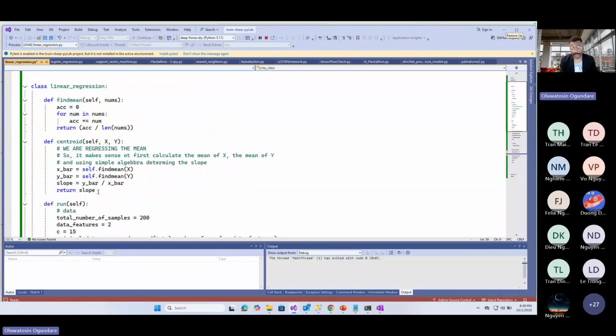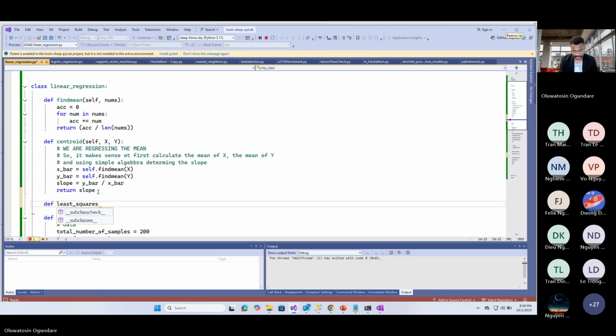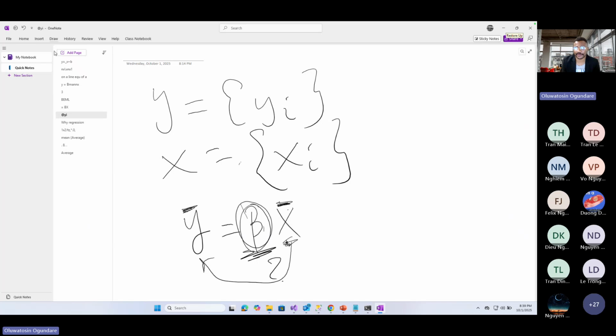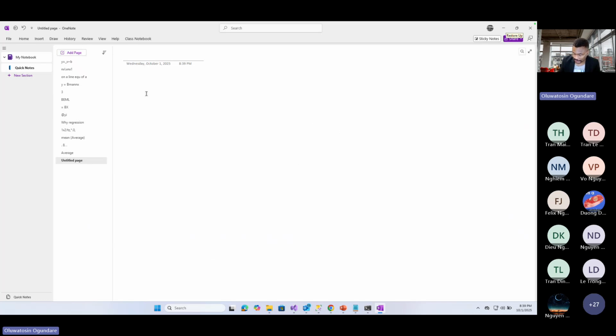So for your homework, you're going to implement the least squares approach. There is something called the least squares method. Essentially, the way the least squares method works is closely based on what you have already learned from neural networks, and I will explain that so that you have some understanding.